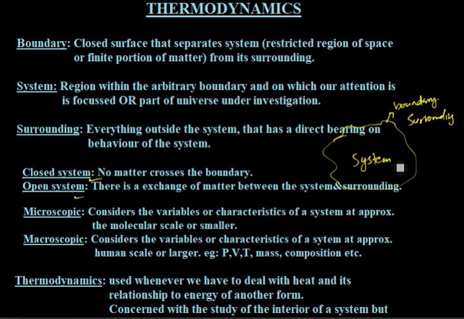Now, if no matter crosses the boundary, that is, the matter within the system is not crossing the boundary, then it is called a closed system. So there is no exchange of matter or energy between the system and surrounding, which is called a closed system. Now an open system means there is an exchange of matter between the system and surrounding.